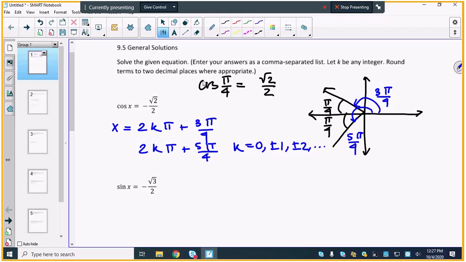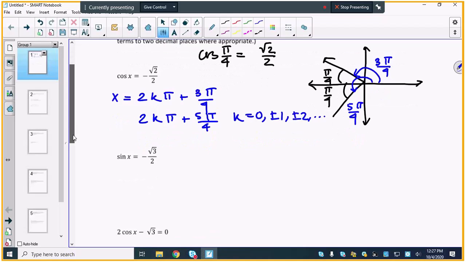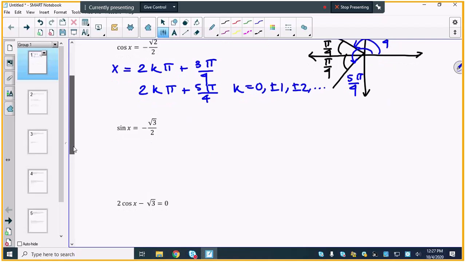Why did we add this term 2k pi? Because both sine and cosine functions have a period of 2 pi units. So we want the integer multiple of 2 pi in order to establish the very fact of having values that are repeated and give us the ratio of negative square root of 2 over 2.